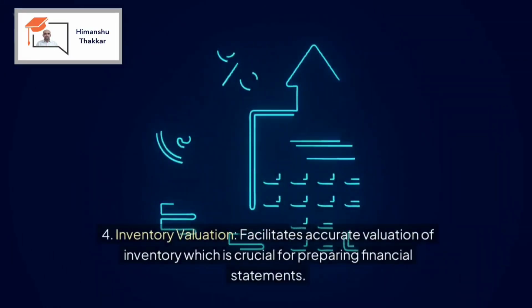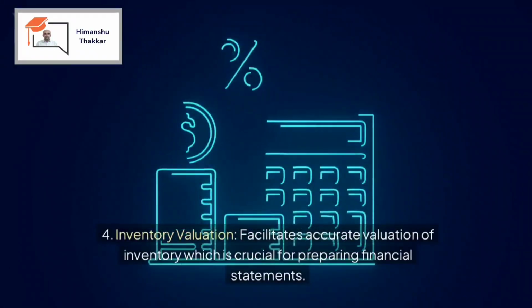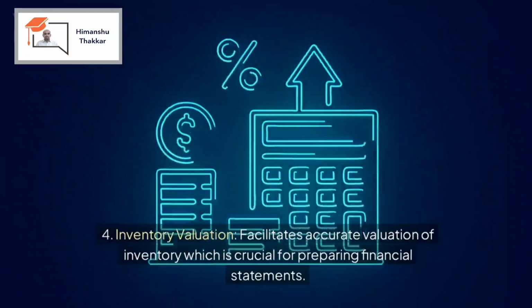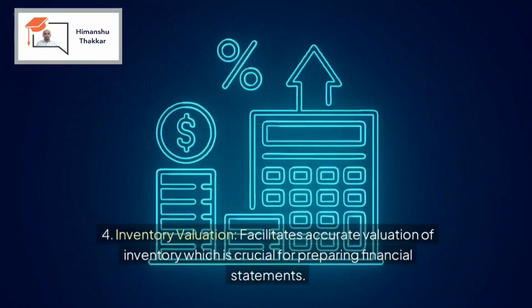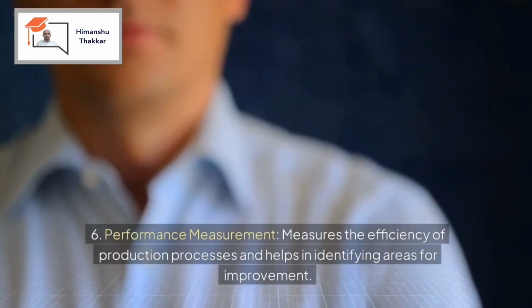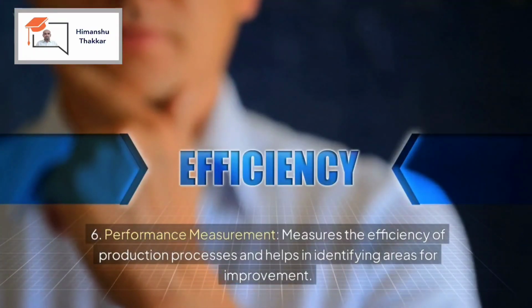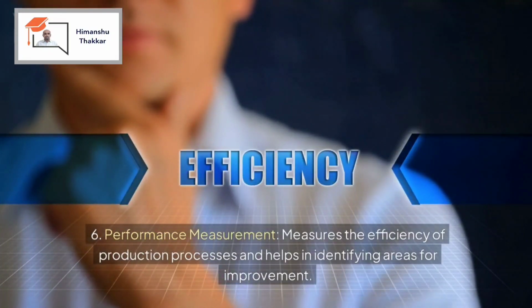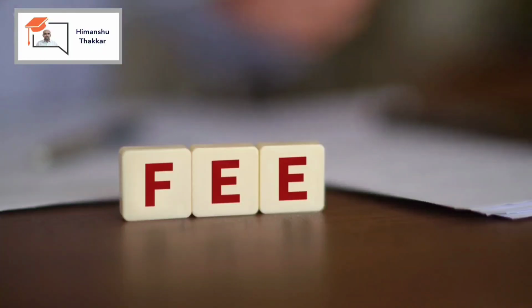4. Inventory valuation. Facilitates accurate valuation of inventory, which is crucial for preparing financial statements. 5. Cost reduction. Identifies areas where cost reduction can be implemented. 6. Performance measurement. Measures the efficiency of production processes and helps in identifying areas for improvement.